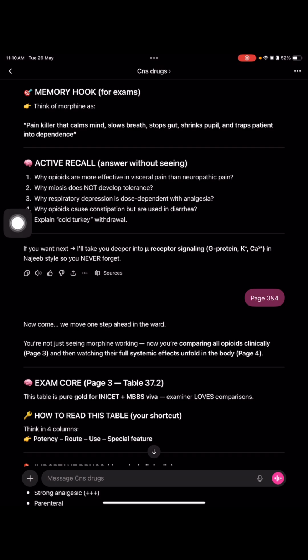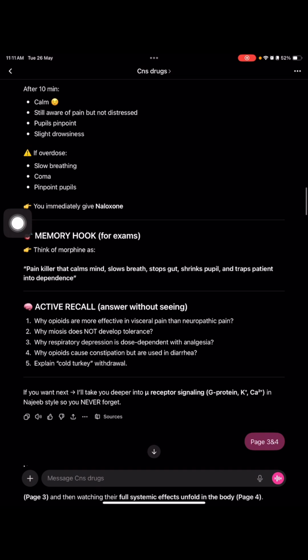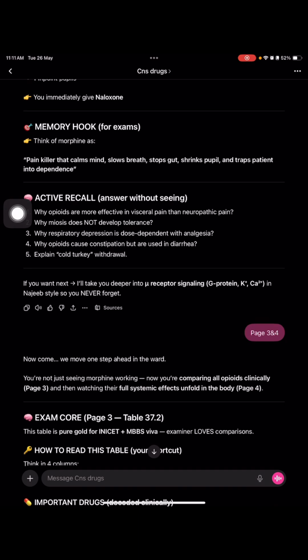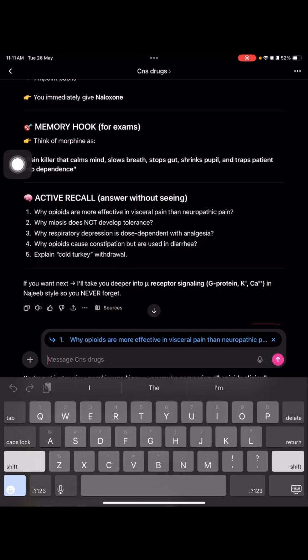Opioids increase the tone of the muscle and reduce the motility, so that's why they cause constipation. But we use them in diarrhea because tolerance develops, and the body reacts by down regulating the receptors and increasing the cyclic AMP. Cellular adaptation takes place, and thus they can be used in diarrhea. Explain cold turkey withdrawal. Okay, I will have to see proper answers to them.